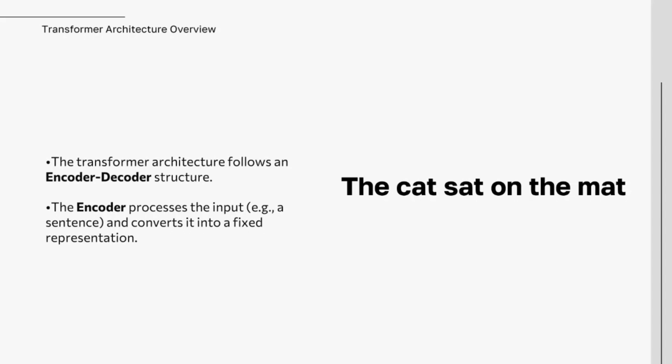Instead of only focusing on the word immediately before or after, as RNNs would, the transformer's encoder looks at every word in the sentence at the same time. It assigns different levels of importance or attention to each word depending on how relevant it is to the current word being processed. So, when looking at the word sat, the model may give more attention to cat and mat because these words are more related in the sentence. This allows the model to gather context efficiently no matter where the words are in the sequence.